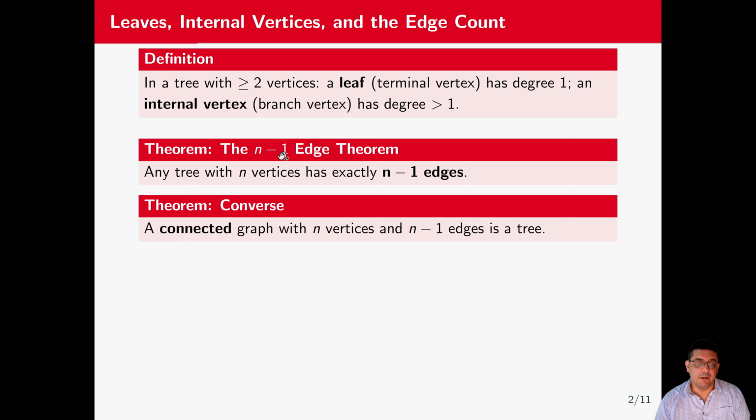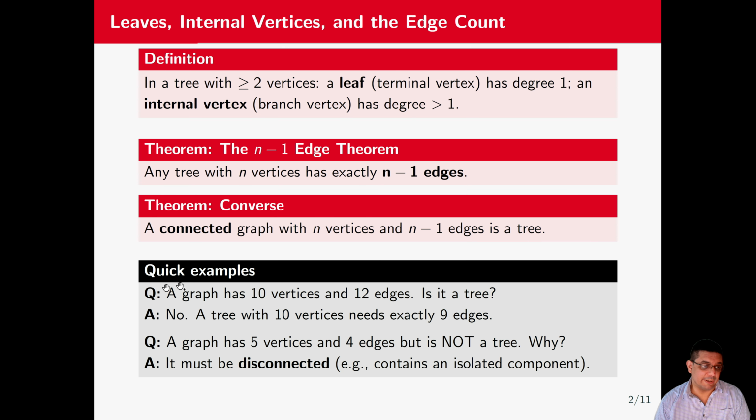Now, one of the theorems is the n-1 edge theorem to define a tree, and it says that any tree with n vertices is going to have n-1 edges. The converse of this is that a connected graph with n vertices and n-1 edges is going to be a tree. A quick example of that: a graph with 10 vertices and 12 edges is not a tree, because a tree with 10 vertices needs to have exactly 9 edges.